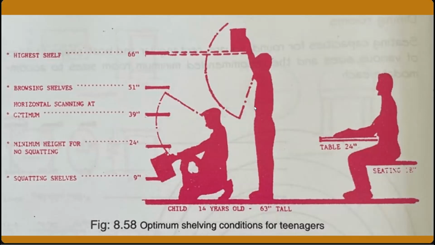So whenever the height changes, for children we are not making the highest shelf higher than 46 inches. But for teenagers, if they are 63 inches tall, we can make it 66 because they can pull themselves up easily. But a 6-year-old kid cannot pull themselves up easily to take out things. Okay? Is it clear?